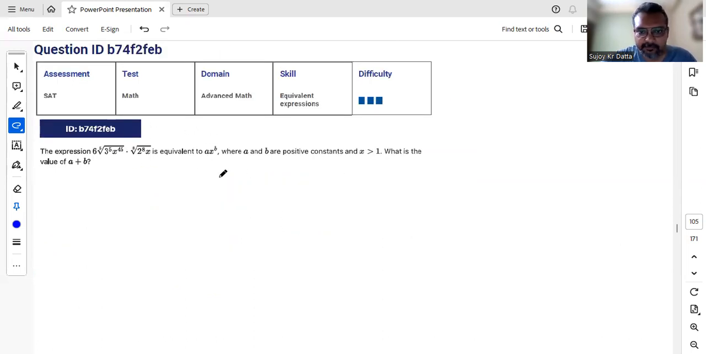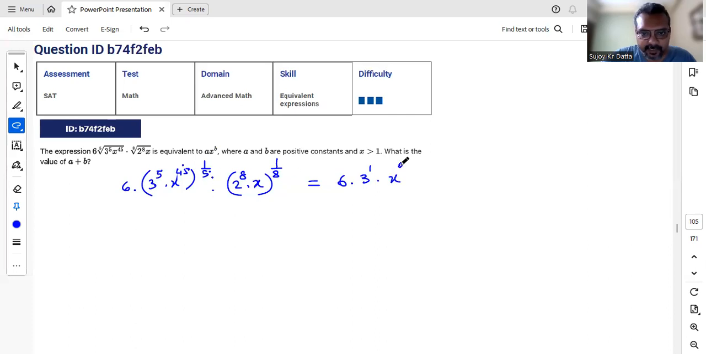All right, we have to simplify all these exponents. We have 6 times (3 to the power 5 times x to the power 45) whole to the power 1 over 5, times (2 to the power 8 times x) whole raised to 1 over 8. So the powers get multiplied. 3 to the power 5 times 1/5 is 3 to the power 1. x to the power 45 by 5 is x to the power 9. 2 to the power 8 times 1 over 8 is 2 to the power 1, and x to the power 1 over 8.